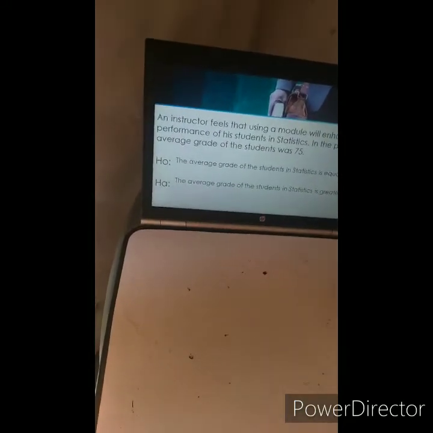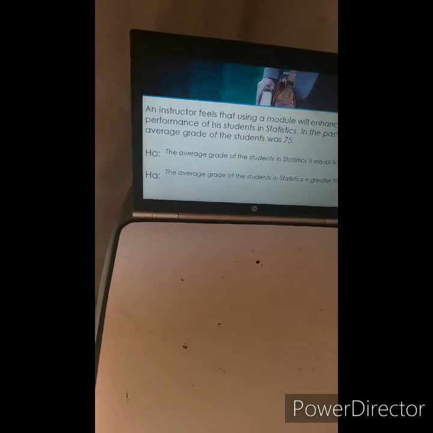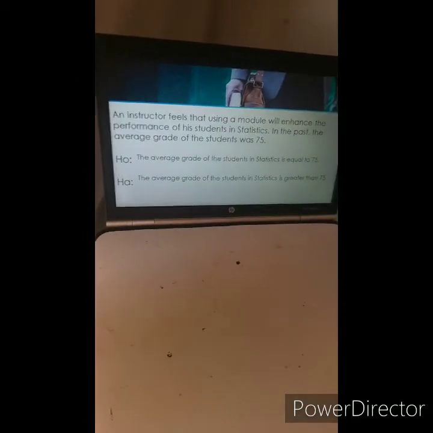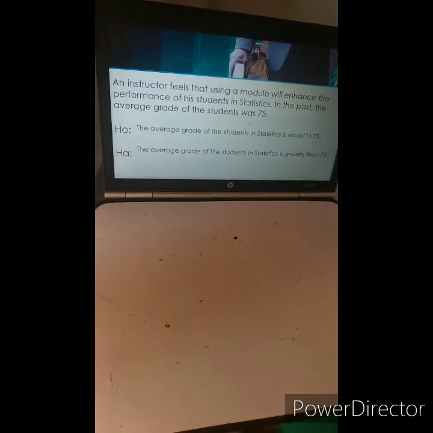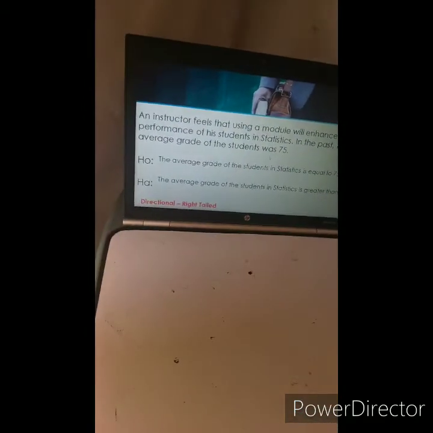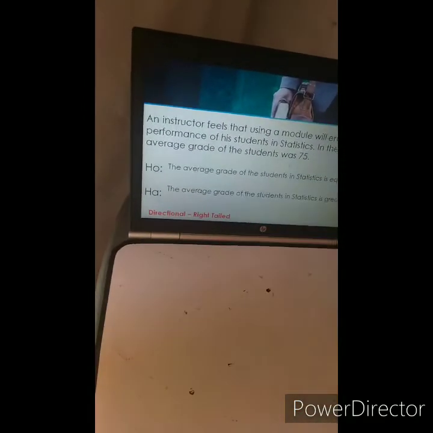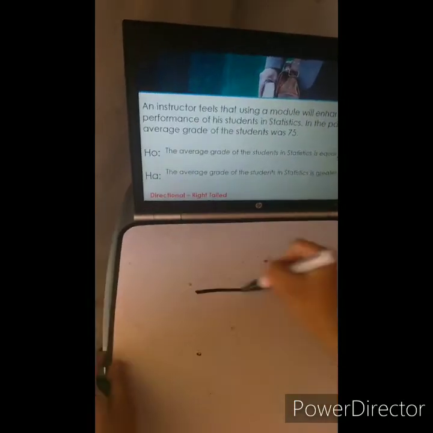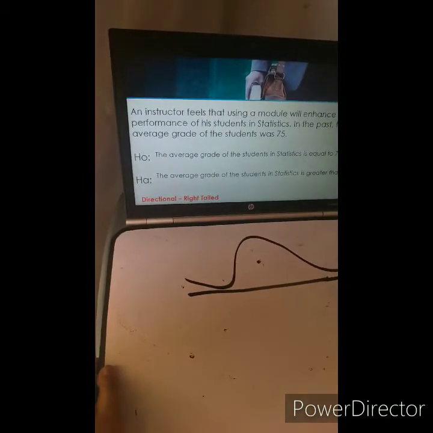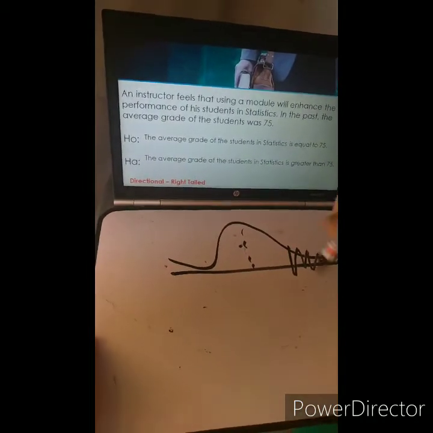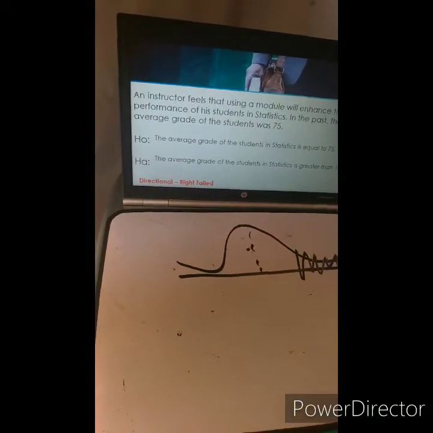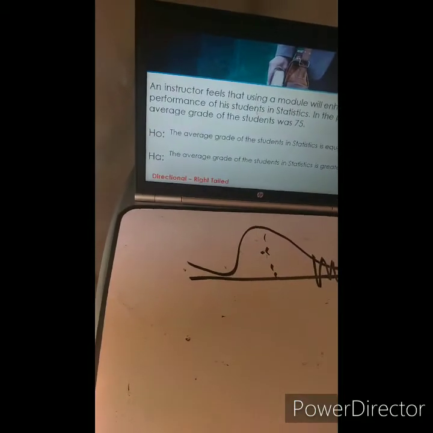Now, looking at the alternative hypothesis, what is the direction? Is that directional or non-directional? It is greater than, so it is directional, right-tailed. Why directional right-tailed? Because if you're going to draw the normal curve, this is the mean, this is the area, so it is right-tailed because it's on the right side. Okay, next.